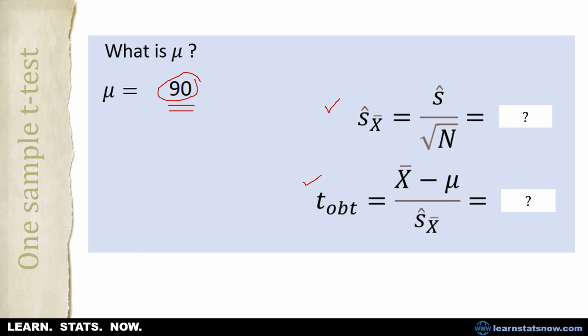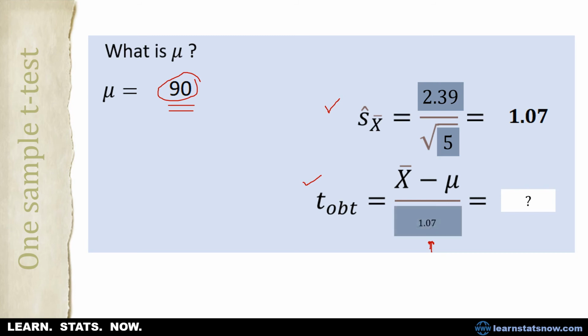Okay? So we need to start by plugging in numbers. So the estimated standard deviation was 2.39. Our n was 5, and that works out to be 1.07. Now, what are we going to do with that 1.07? That's the estimated standard error of the mean. Well, you can see it, right? It's right here. It's in the denominator of the calculation for our t ratio, the t statistic. So we're going to plug it in right down there.